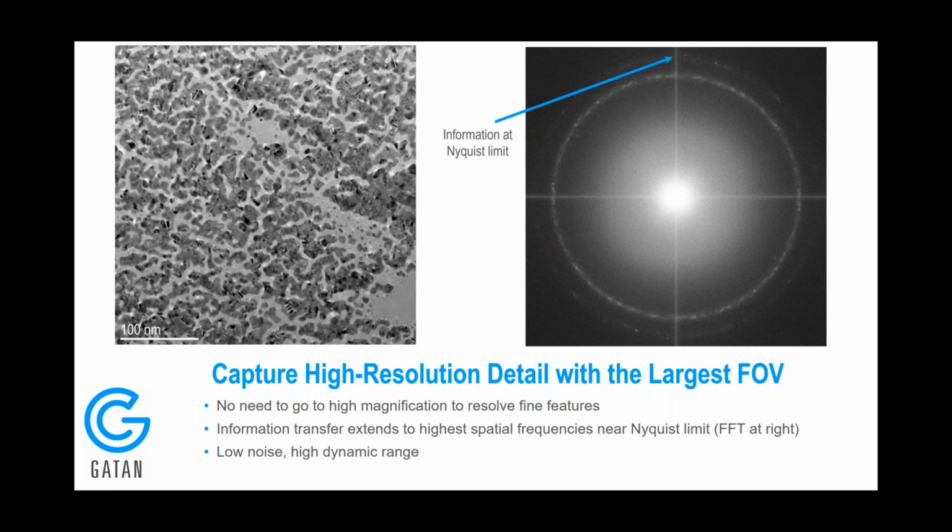And what this means for the user is that they don't have to go to very high magnifications on the microscope to be able to resolve small details in their specimen. They can actually keep the magnification lower so that they can cover a larger field of view of their specimen and at the same time resolve fine features in the sample.